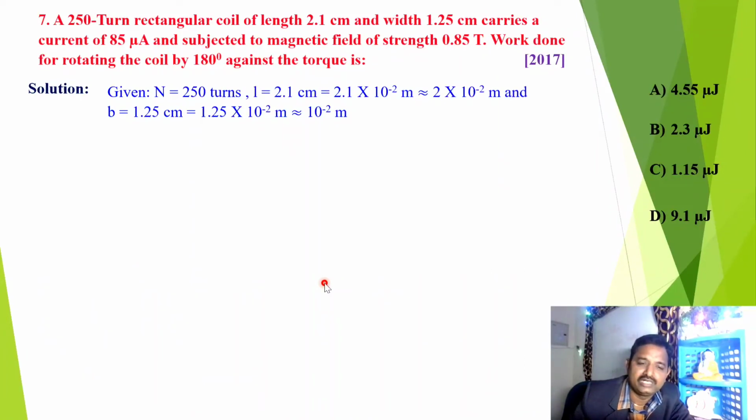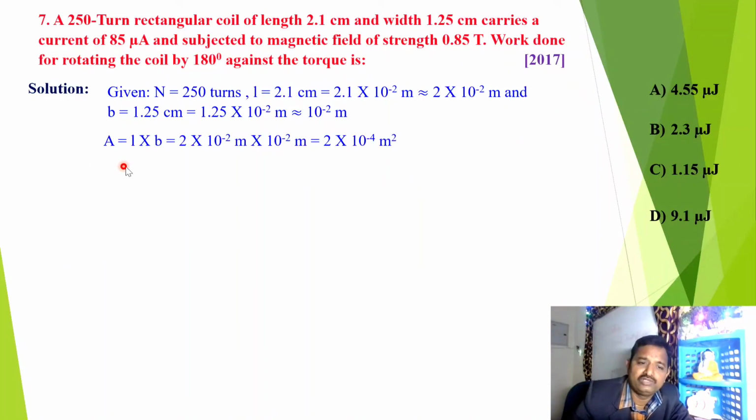First we will write the given data. Total number of turns is 250. Length of the coil is 2.1 centimeter, which I can write as 2.1 into 10 power minus 2 meter. I will write approximately 2 into 10 power minus 2 meter for easy calculation. And breadth B is 1.25 centimeter, so I will write 1.25 into 10 power minus 2 meter, approximately 10 power minus 2 meter.